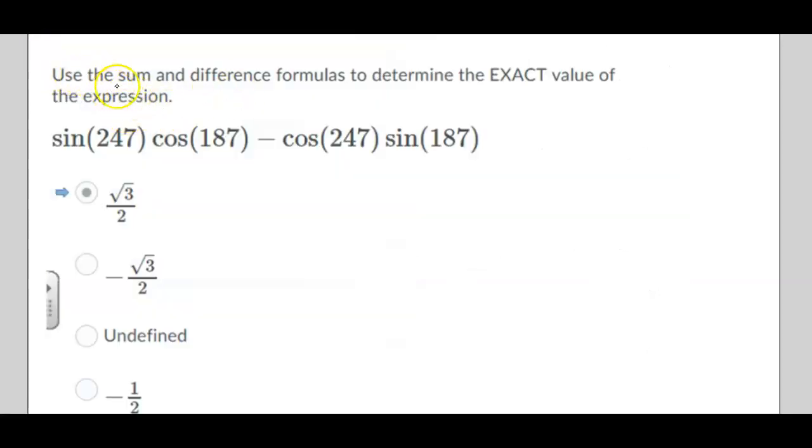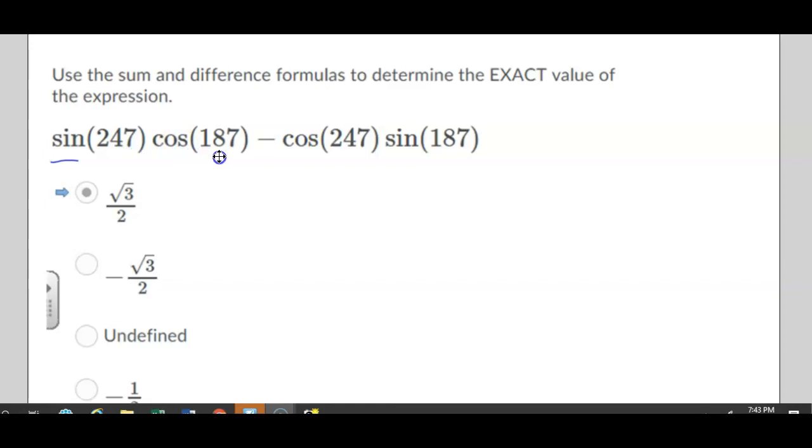Right here it says use the sum and difference formulas to determine the exact value of this expression. Look here, guys: we have sine of 247 cosine of 187, minus cosine of 247 sine of 187. These values are not on the unit circle, but what we can do is condense this. It's sine, cosine minus cosine, sine. Which rule is that? That is sine of 247 minus 187.